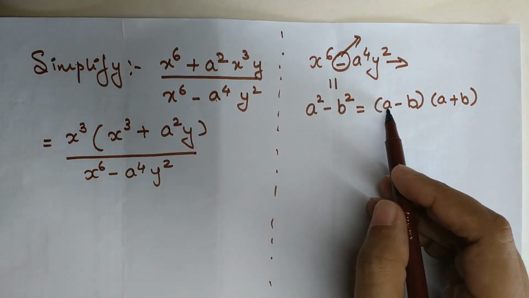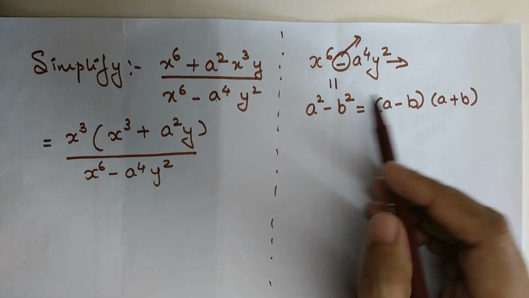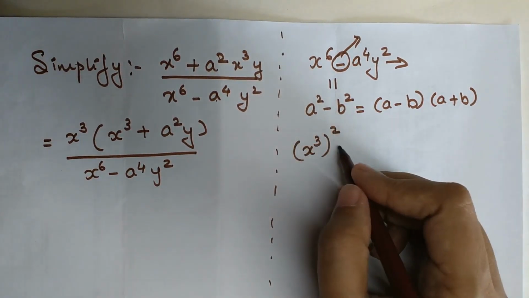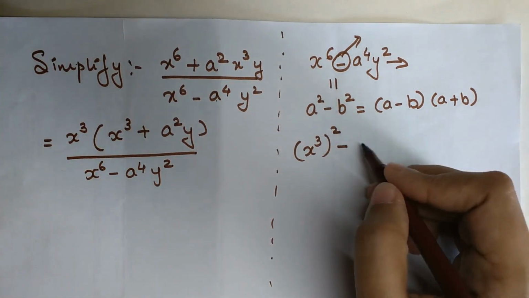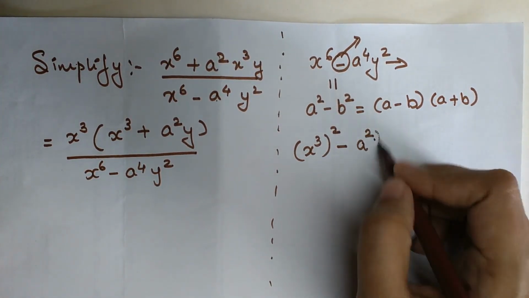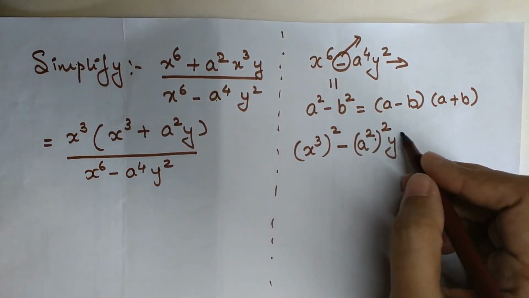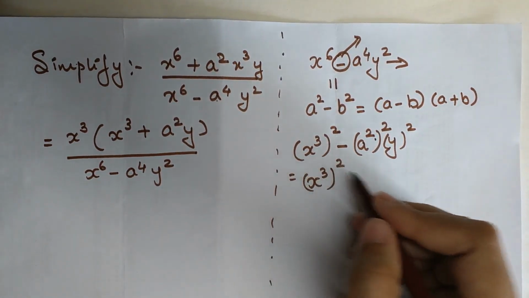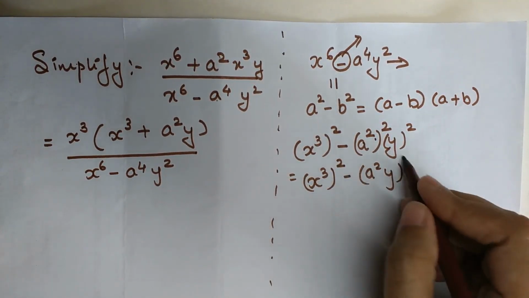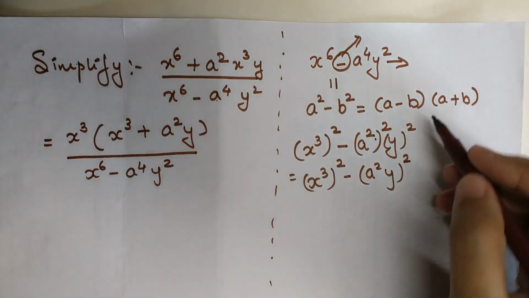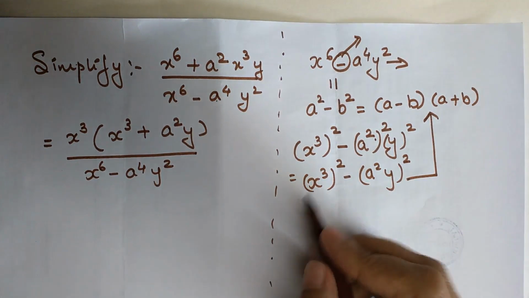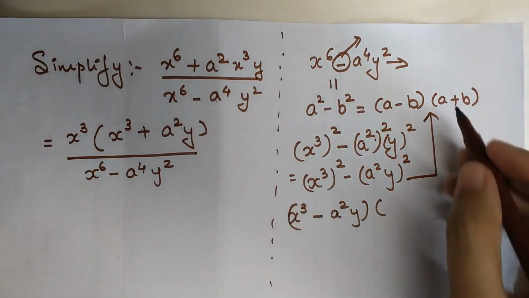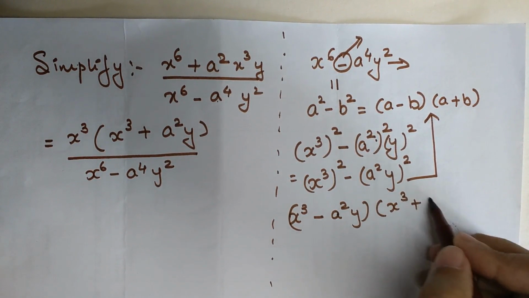So now let's write this down in terms of (a minus b) and (a plus b). If you look closely, the degree of a is reduced. So here we have x^6, which can be written as (x^3) the whole raised to 2. We'll keep the minus sign as it is. And a^4 can be written as (a^2) the whole raised to 2, and y can be written as, again, the whole raised to 2. So when you simplify this further, you can write this as (x^3) the whole square minus (a^2 y) the whole square. So if I want to convert this in this form, what do I write? (x^3 minus a^2 y), and the next bracket is (x^3 plus a^2 y).